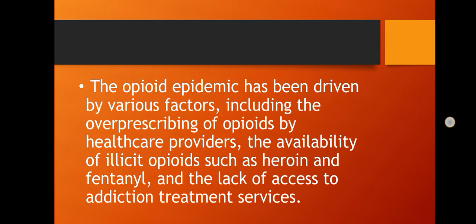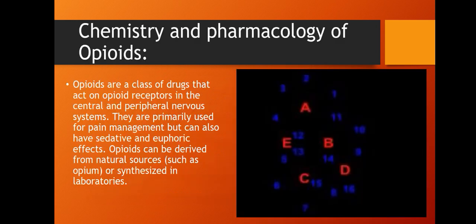Mystery and pharmacology of opioids. Opioids are a class of drugs that act on opioid receptors in the central and peripheral nervous system. They are primarily used for pain management, but can also have sedative and euphoric effects. Opioids can be derived from natural sources, such as opium, or synthesized in laboratories.